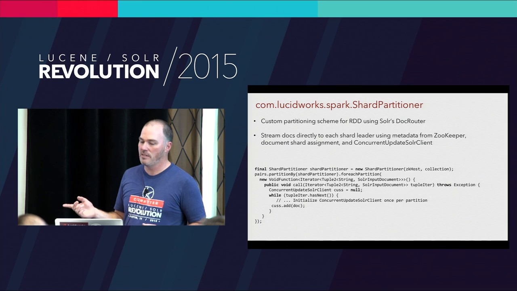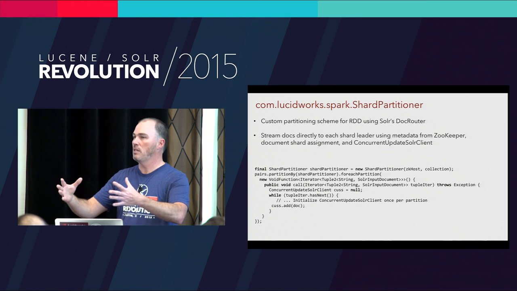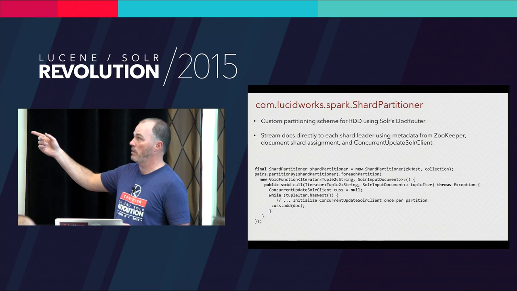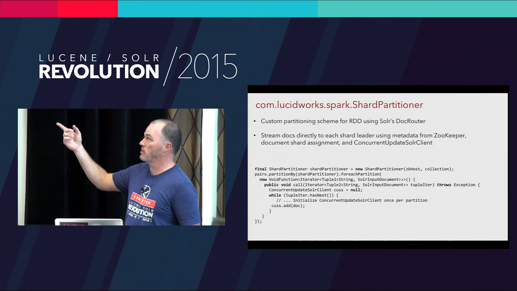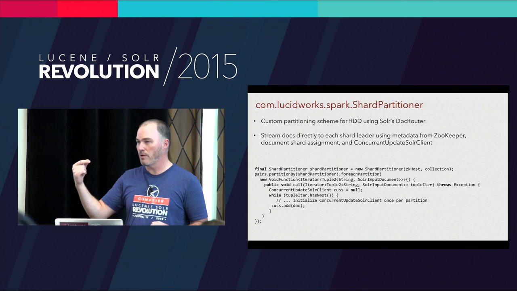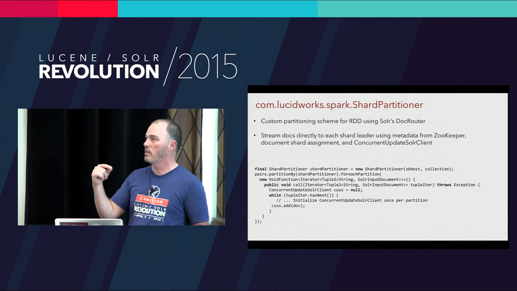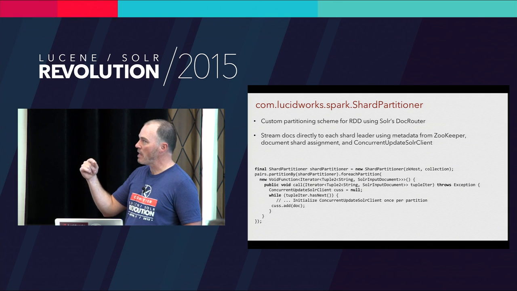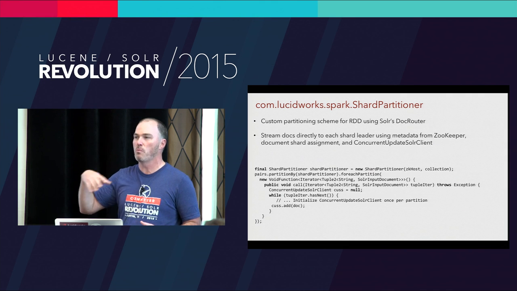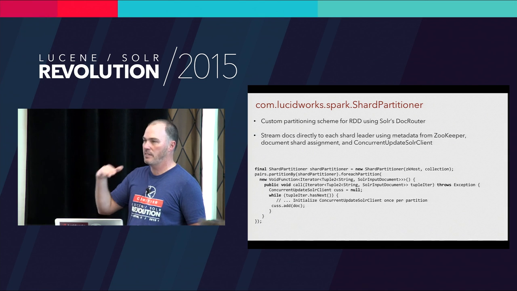One thing I do want to mention is this idea of a shard partitioner. As data flows in and you're sending it to Solr, you can route documents based on where they eventually want to be as far as their shard assignments. I've implemented a custom partitioner in Spark that allows you to stream. Solr provides a very efficient way to stream docs into Solr using the concurrent update Solr client. If you partition your stream to that, then you're constantly just streaming data into Solr. There's no batching. It has an internal buffer, but it's a very short window for sending data into Solr.